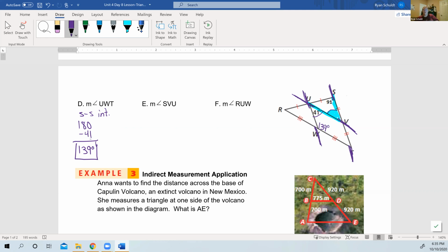These are alternate interior, which means they have to be the same. So this one's got to be 41. So I'm going to erase this part. That's got to be 41 degrees.